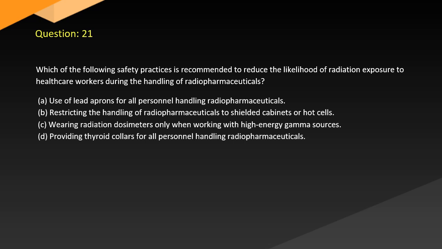Question 21. Which of the following safety practices is recommended to reduce the likelihood of radiation exposure to healthcare workers during the handling of radiopharmaceuticals? A. Use of lead aprons for personnel handling radiopharmaceuticals. B. Restricting the handling of radiopharmaceuticals to shielded cabinets or hot cells. C. Wearing radiation dosimeters only when working with high-energy gamma sources. D. Providing thyroid collars for all personnel handling radiopharmaceuticals.